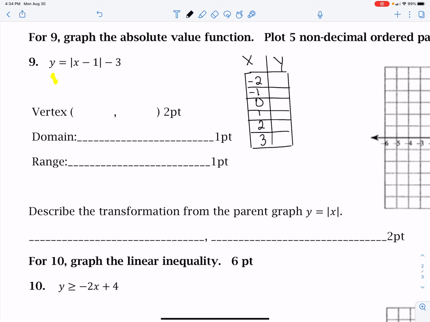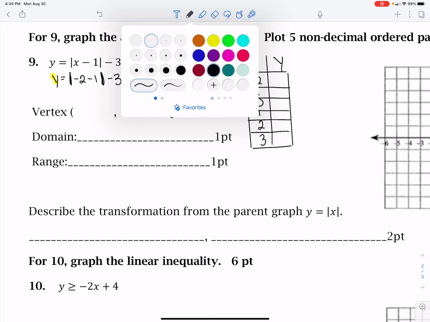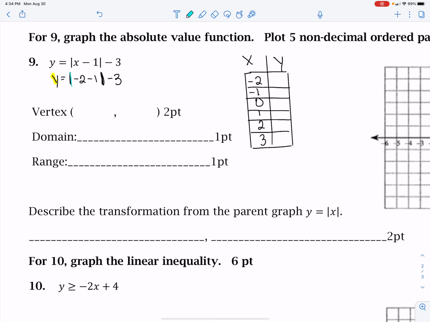So have y equals the absolute value of -2 minus 1 minus 3. And I'm actually going to put those absolute values a little bit different color because I don't want you to think they're 1s. Those are my absolute value bars there. So with that, I have y equals the absolute value of -3 minus 3.